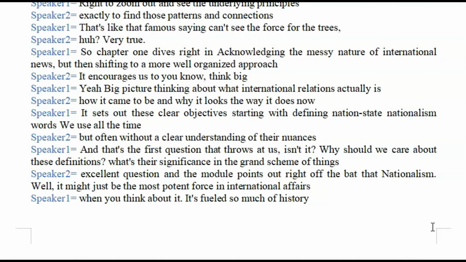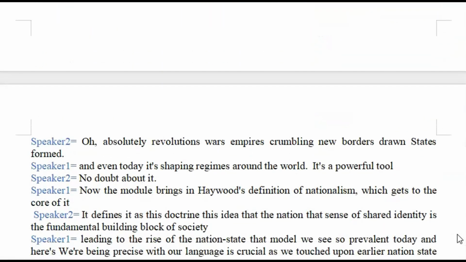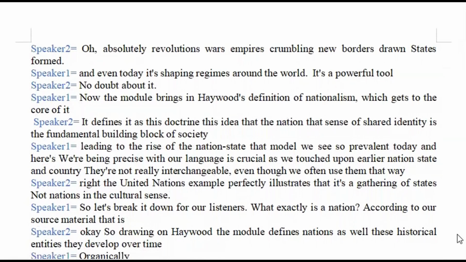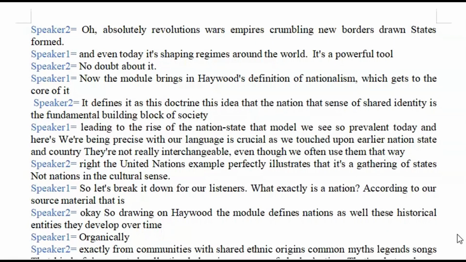Excellent question. And the module points out right off the bat that nationalism might just be the most potent force in international affairs. When you think about it, it's fueled so much of history. Oh, absolutely. Revolutions, wars, empires crumbling, new borders drawn, states formed. And even today, it's shaping regimes around the world. It's a powerful tool. No doubt about it.